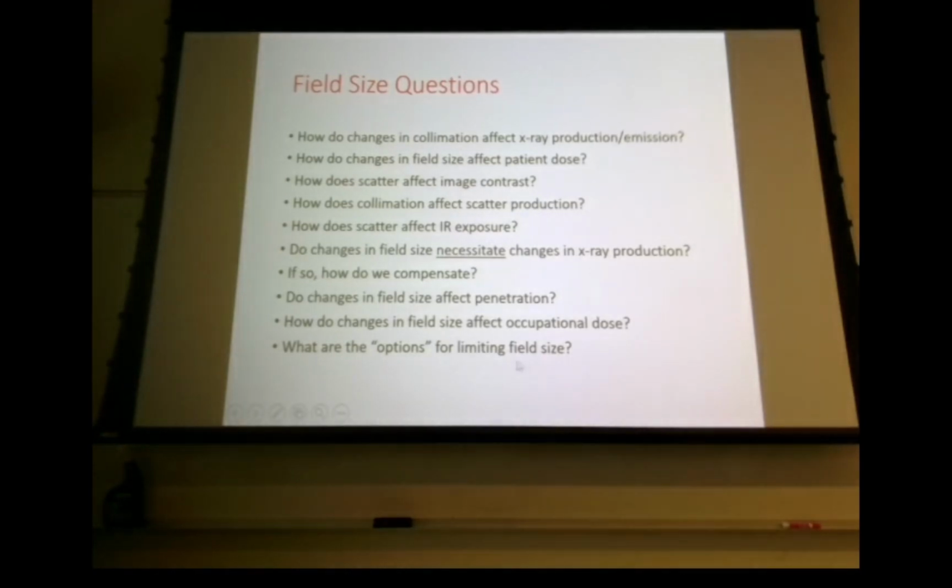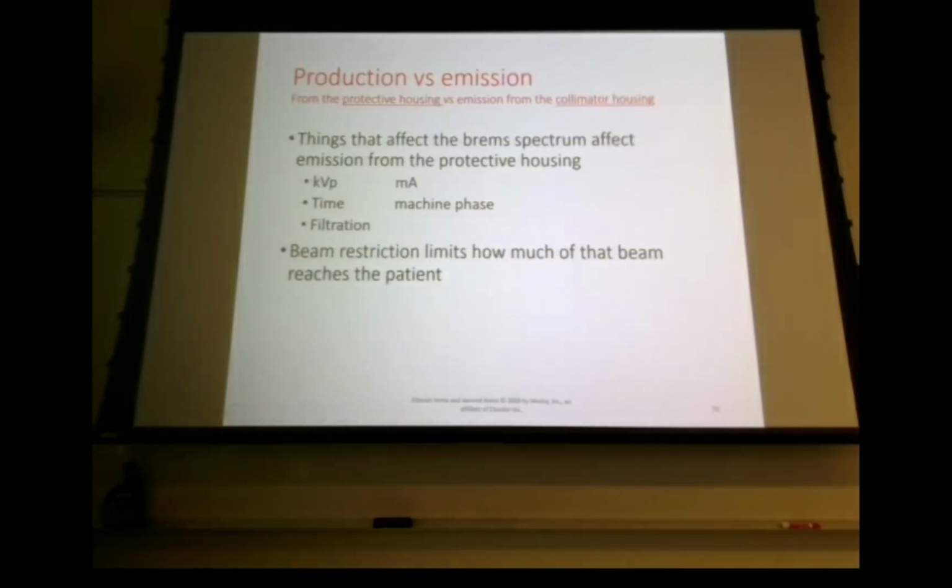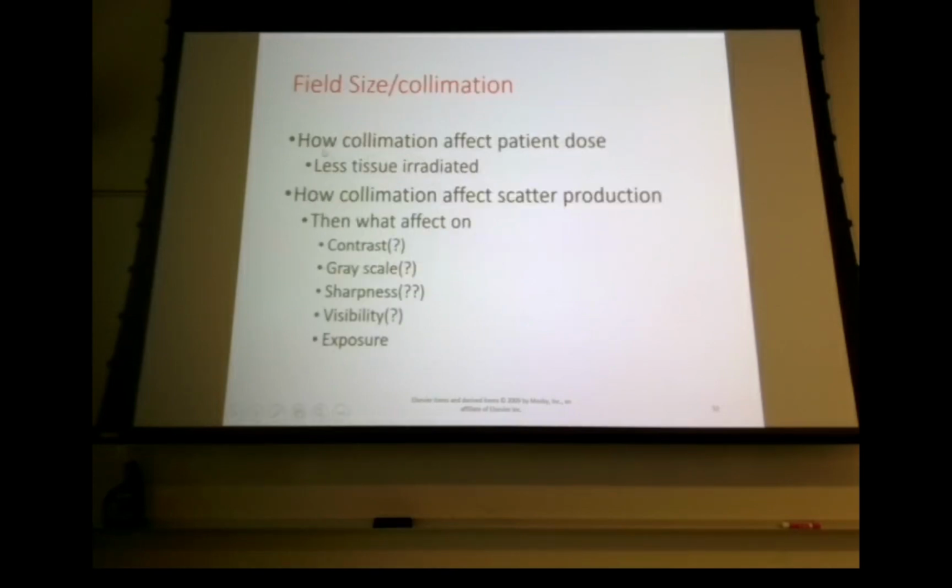So the options for limiting field sizes, again, are those things that we took a look at before. So production versus emission from the tube and versus emission from the collimator housing. So the things that affect the beam spectrum are the things that affect emission from the protective housing. That's your KVP, your time, your filtration, MA, and your machine phase. So beam restriction limits how much of that beam reaches the patient. So how collimation affects patient dose, we talked about that. Less tissue irradiated, less patient dose, less scatter radiation created.